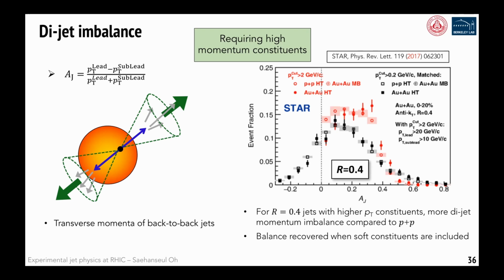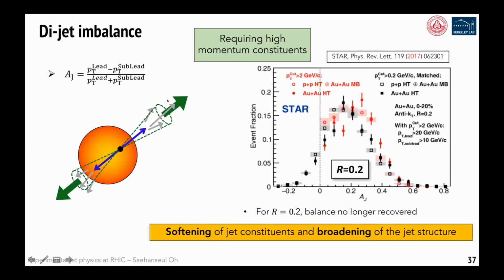When I say imbalanced, PP and AA are different. And that means jet quenching effects are there. But once we include soft particles, like lower pT particles, then the balance is recovered. So PP and heavy ion, meaning AA, are more or less similar. And when we use smaller radius jets, this balance is no longer recovered. So PP and AA are different. This tells us about the softening of jet constituents and broadening of the jet structure. So it gives a certain message from this measurement.